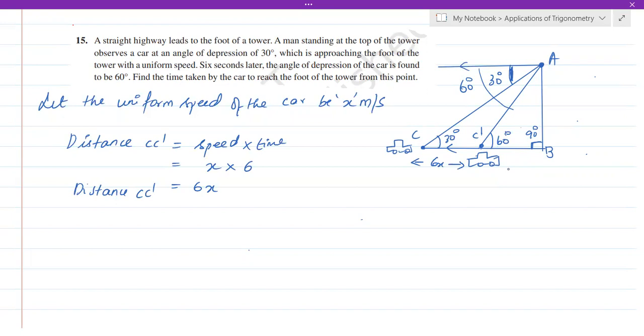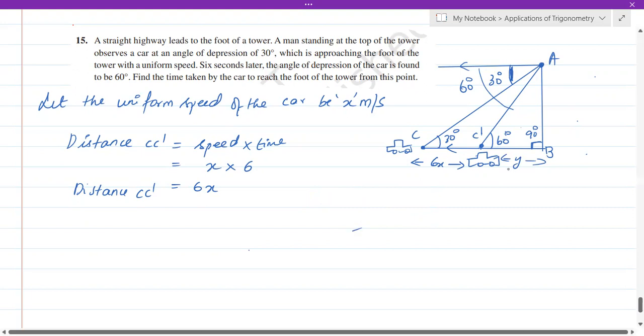Now remember, we have to find the time that the car has taken to travel from C dash to B. Now time is given by what formula? Distance by speed. You know that the speed of the car is x, but you don't know the distance. The distance is C dash B, but you don't know the value of C dash B, isn't it? So let me take it as y. If you get to know the value of y, where y is the distance and speed is x, easily you can calculate the time taken. That's what we are going to do.